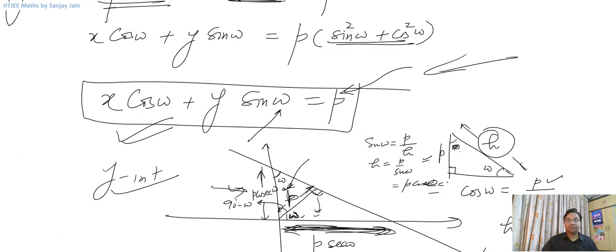Right? If you are confused how I wrote this as p secant omega and this as p cosecant omega, you can start with taking cos of omega, and then you will see that this length here is p by cos omega. So you can write it as p secant omega. Alright? And similarly, you can find this length as p cosecant omega yourself. Alright.